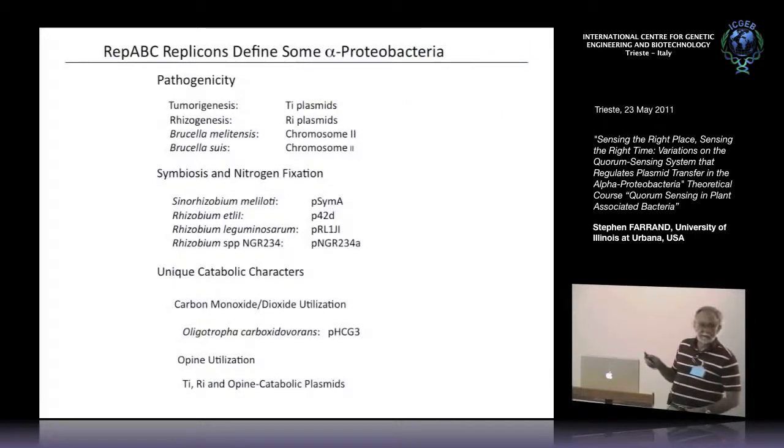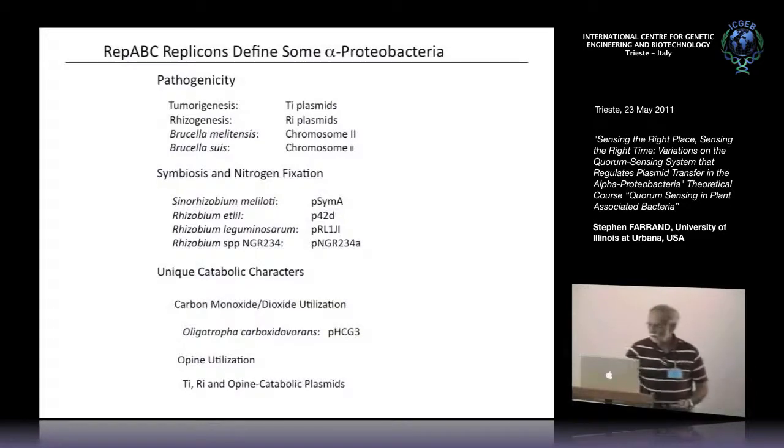Symbiosis and nitrogen fixation, I think you'll hear a little bit about this from Pete. Sinorhizobium meliloti, 3 species of Rhizobium: all the symbiosis functions are carried on a Rep-ABC type plasmid. In addition, some of these plasmids in other less well-characterized organisms encode interesting features. For example, Oligotropha carboxidovorans' ability to utilize carbon monoxide and carbon dioxide is carried on one of these Rep-ABC plasmids. All right. I will come back to this idea of opine utilization a little bit later.